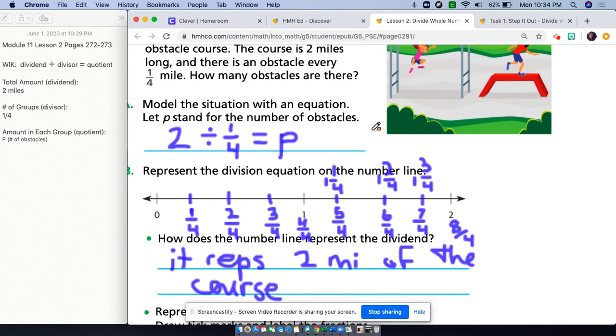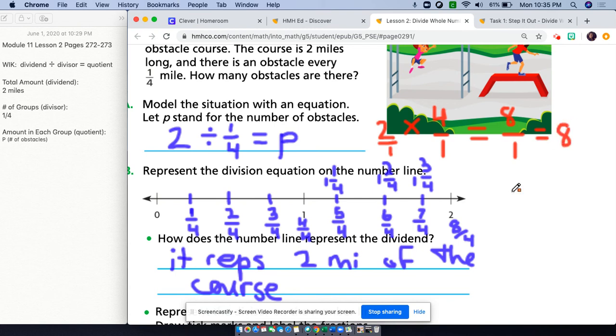I would keep my 2. I would change my sign to multiplication. I would flip my 1/4 to 4/1. I would just put this as 2/1, just so now I can multiply. I have 2 fractions. This 2/1 is still 2. 2 times 4 equals 8. And then 1 times 1 is 1. And 8/1 is equal to 8.